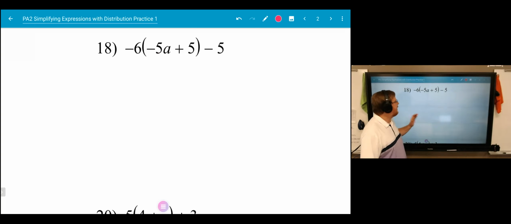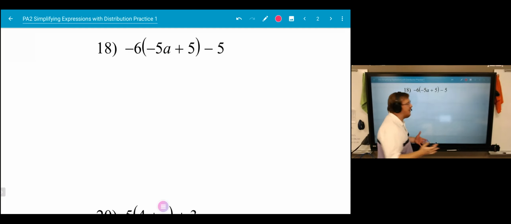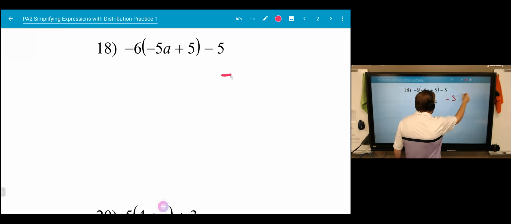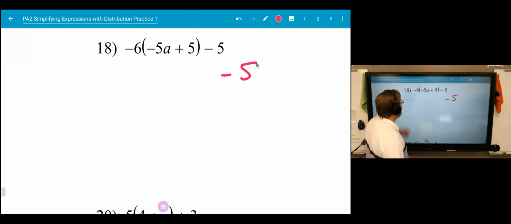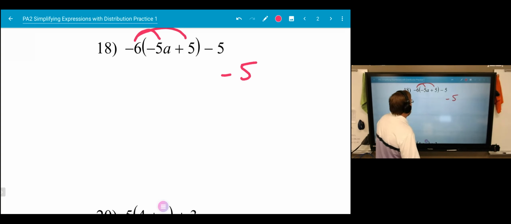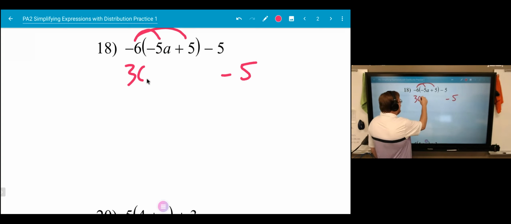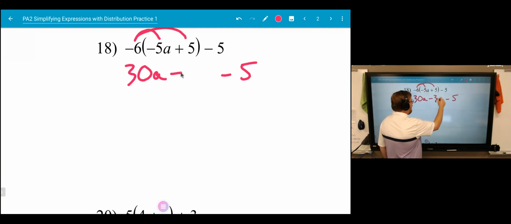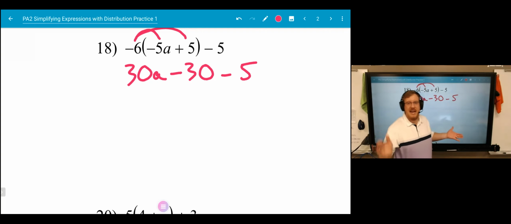I've got negative 6, then in parentheses, negative 5a plus 5, out of the parentheses, minus 5. I know this minus 5 on the outside is not going to do anything right now. I'm not distributing my negative 6 to that. I'm just going to throw it at the end here for now. What I am going to do, though, is distribute the negative 6 to the negative 5a, and the negative 6 to the positive 5. Well, negative 6 times negative 5a: a negative times a negative is a positive. 6 times 5 is 30, and I've got the a in there too. Negative 6 times positive 5 is negative 30. And then again, that minus 5 is just hanging out there right now.